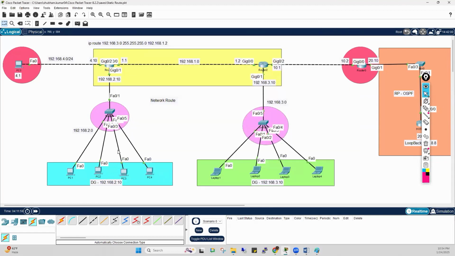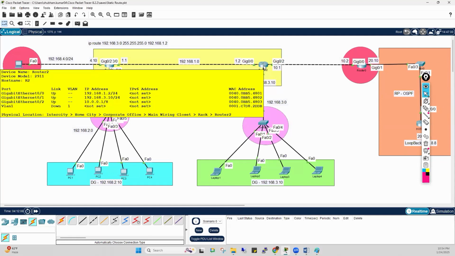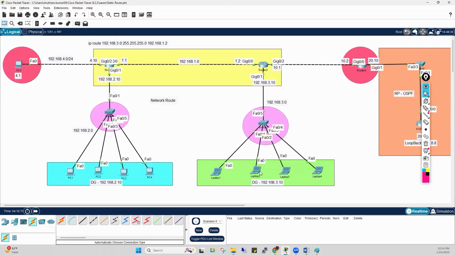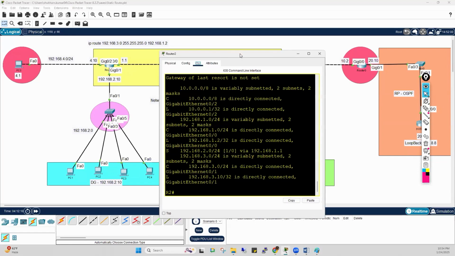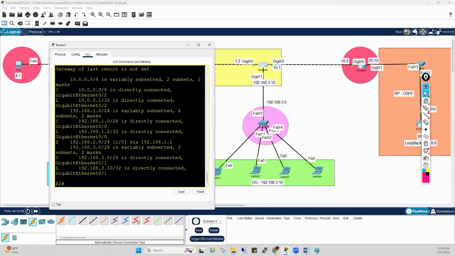So what will this router do? Whenever this router receives a packet for laptop one, it will forward the packet towards router number two. But if this router receives a packet for a different laptop, laptop 2 or laptop 3, it will drop the packet here. Clear? Again, the same thing you need to provide here also.